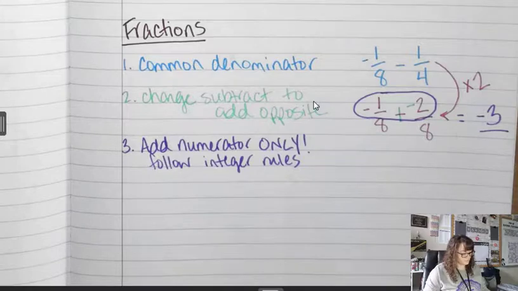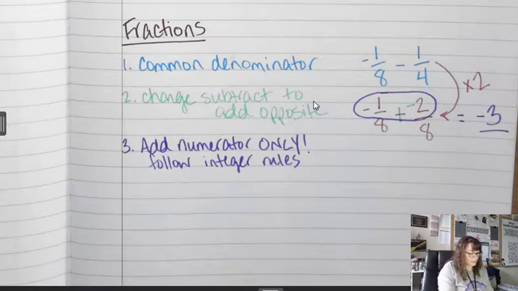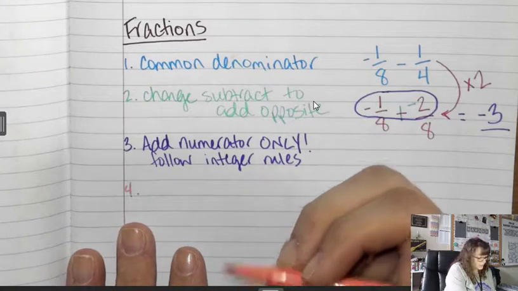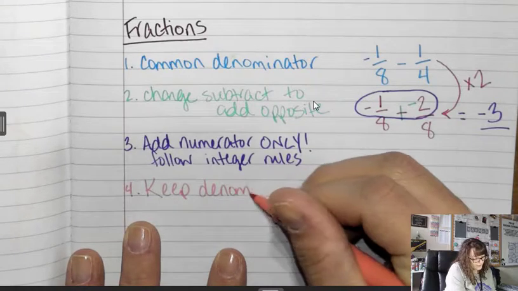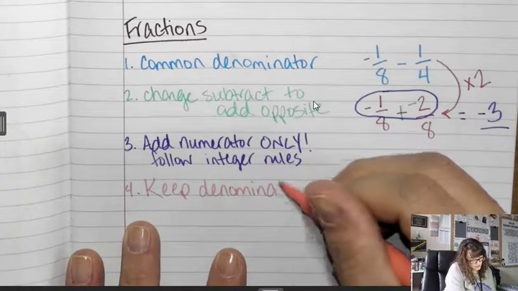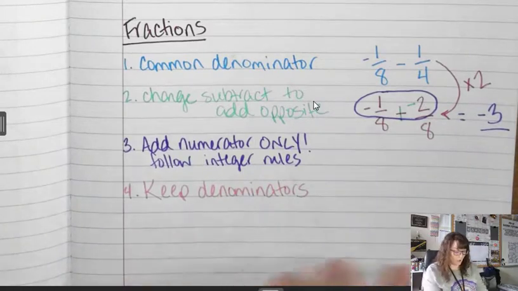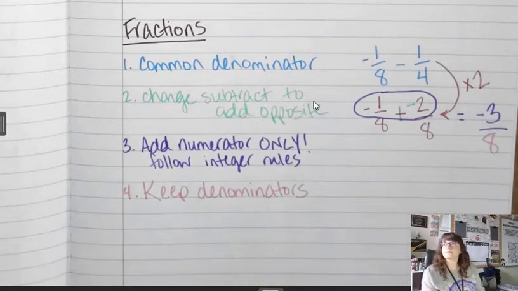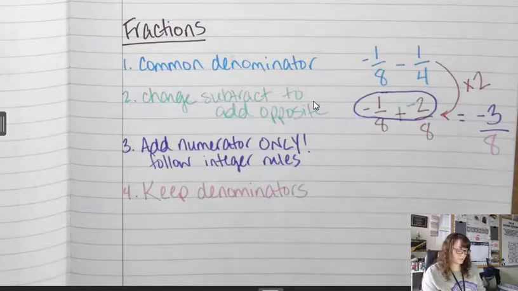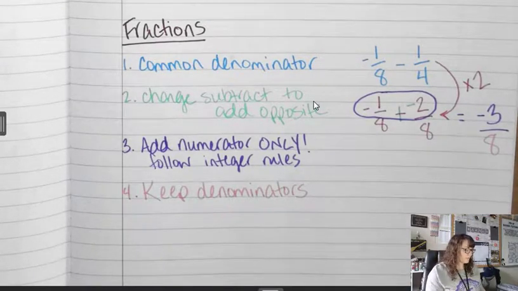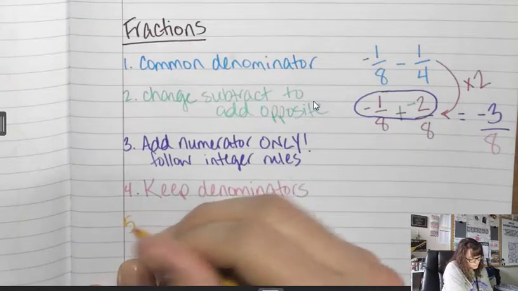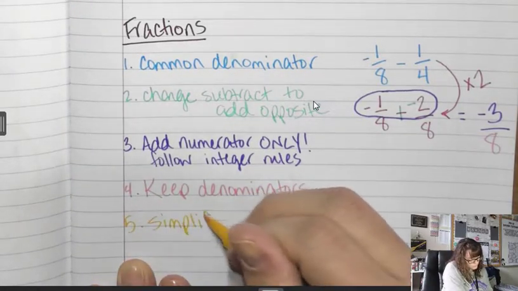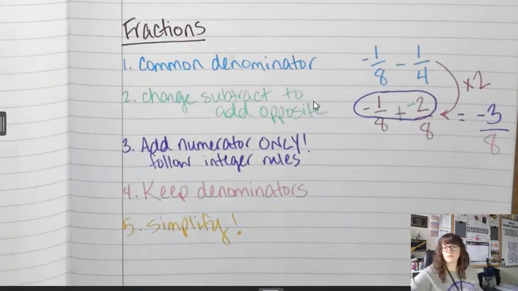And my denominator, 8. Where'd it come from? Because it's the same. So we keep the denominator. Don't add the denominators. And then when I'm dealing with fractions, what's my last step? Always, if I can, simplify. Can I simplify this one? No, so I'm done. The end.